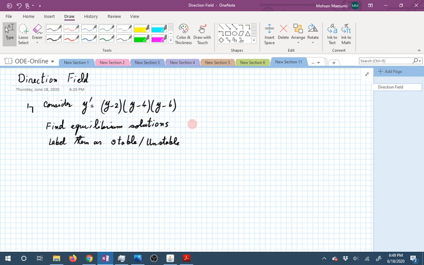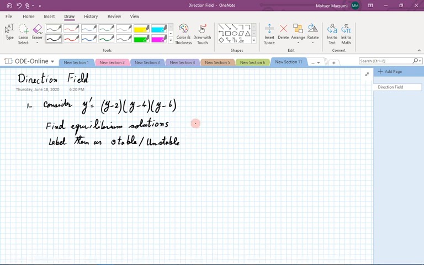So equilibrium solution, we said that means y is not changing, therefore y prime is going to be 0. If I set the right hand side equal to 0, conveniently all the items are factored for me, so I'm not going to struggle that much to find out that I have 3 equilibrium solutions. The question is, how do we decide which one of them is stable or unstable? There are several ways to approach this.